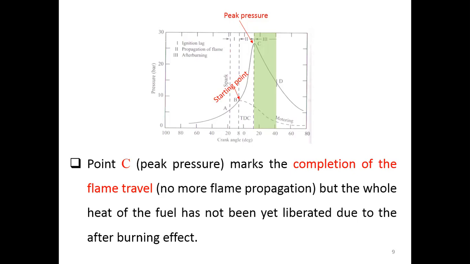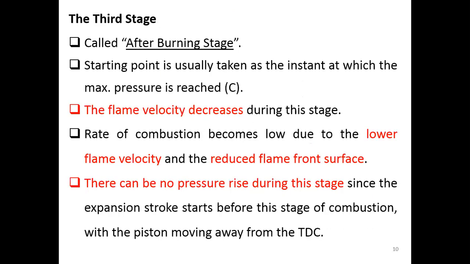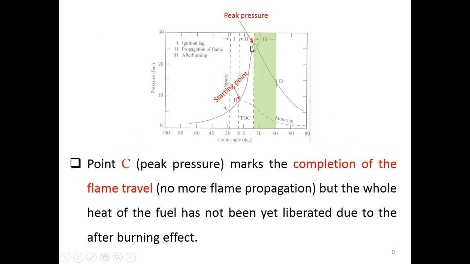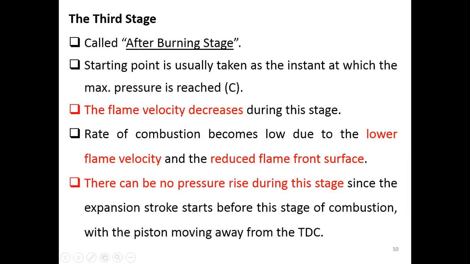When we start to have combustion, it doesn't mean we have a lot of heat transfer, as we already mentioned. And when the combustion finishes, it doesn't mean that there is no more heat transfer. There is still heat transfer, and that's why we have the third stage called the afterburning stage. The afterburning stage's starting point is usually taken as the instant at which the maximum pressure is reached, which is point C here. So this is the starting point of the third stage.